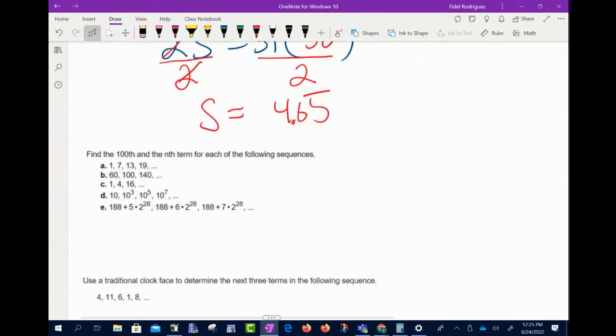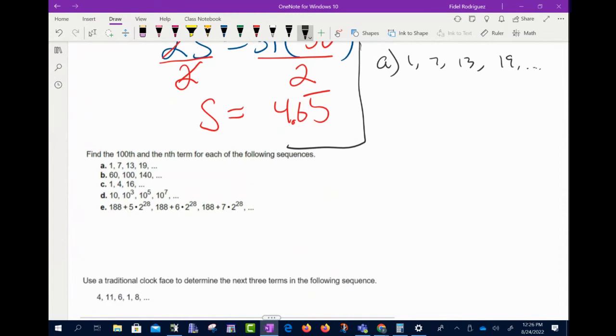Okay, so next problem that I have here, y'all, it says find the 100th and the nth term for each of the following sequences. Okay, so we actually have like 5 little problems here, okay? So I'm going to try to give myself enough space so I can do it. So I'm going to put part A right here. And we have 1 and 7 and 13 and 19.